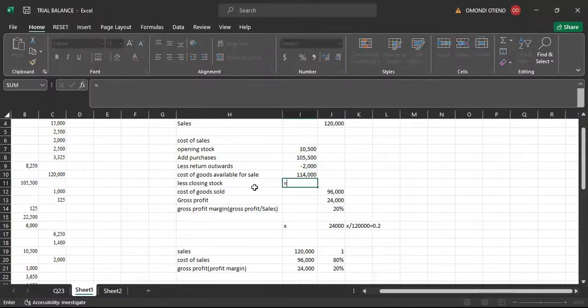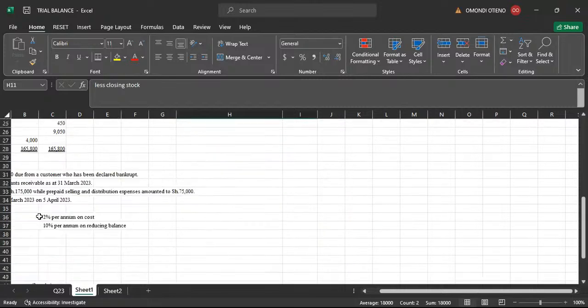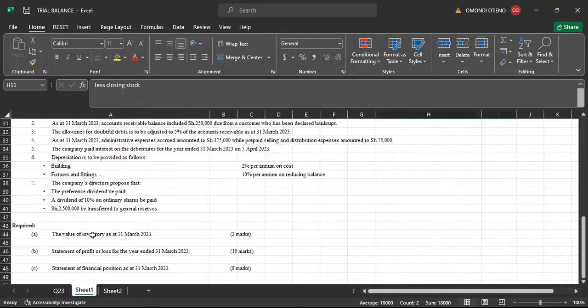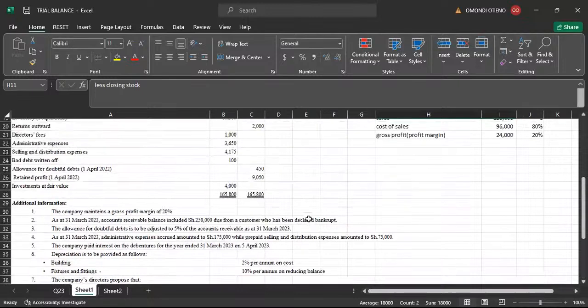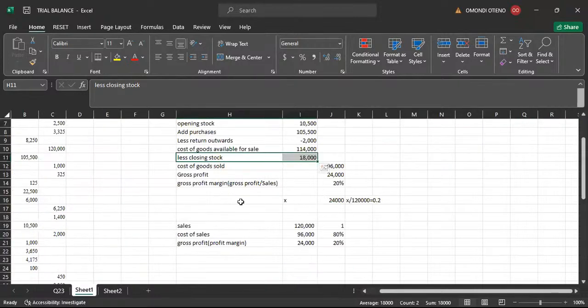So I simply come here and say 144 minus this 190 or minus 96, I'll be able to get the real figure, the 18,000 that I'm looking for, that closing stock. So this one here is what you are required to calculate in part 1 of this question, because you know it will be a balance sheet item which we need to have in place.